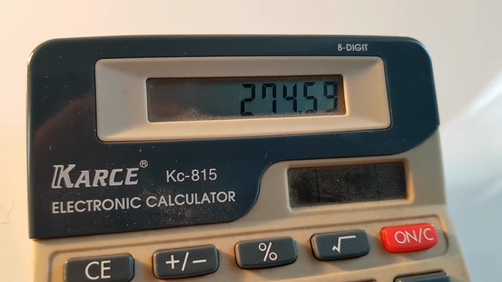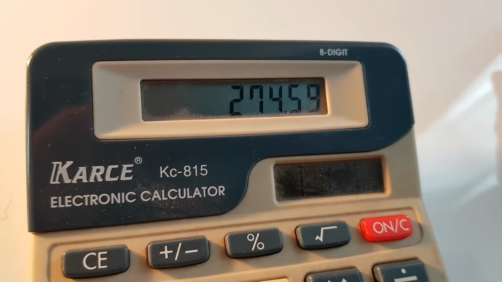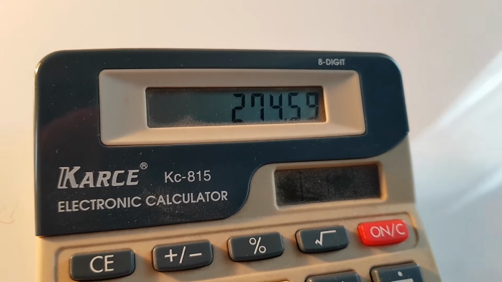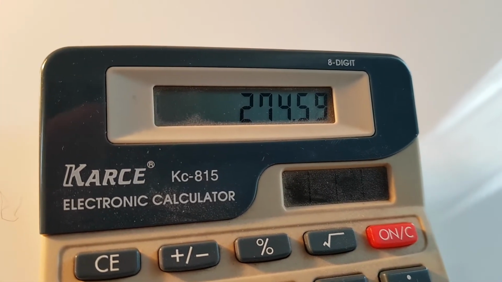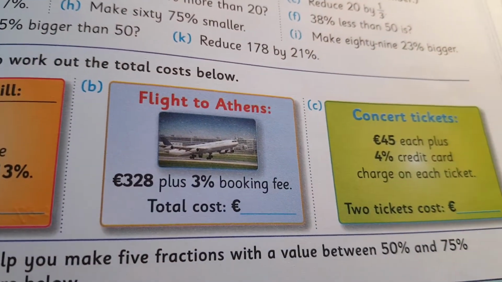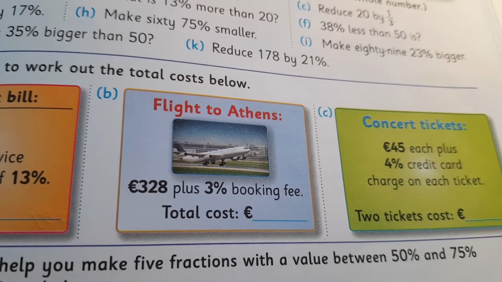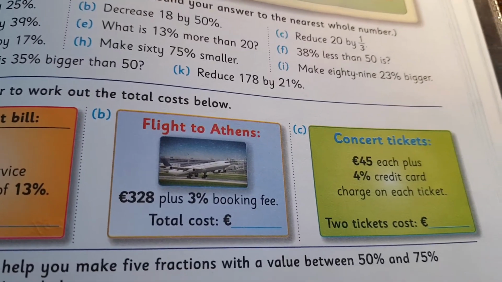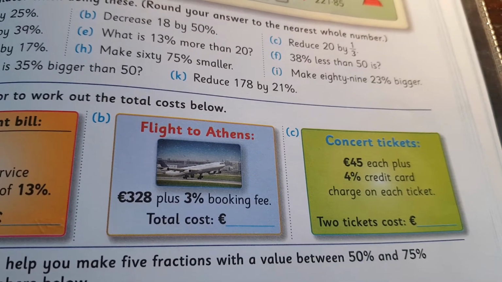Now, if you look at the answer I've got here, I've got €274.59. In the answer book, I think they've rounded that up to 275. It doesn't tell you in the question to round it, so I'm giving you the exact answer I get to, okay? In part B, we're adding on to our 328, 3% booking fee, which means we're doing 328 times 103%.